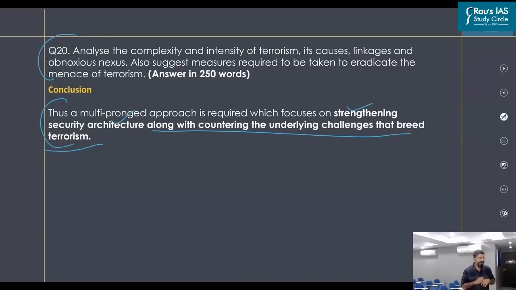From here on, I'll hand over the class to Faizan, and we'll be discussing the remaining questions in the form of videos which will be uploaded, where we'll be analyzing all these questions, how we covered them, and what could have been a proper sample answer to the questions that were asked related to internal security. Thank you so much. I'll hand over to Faizan now.